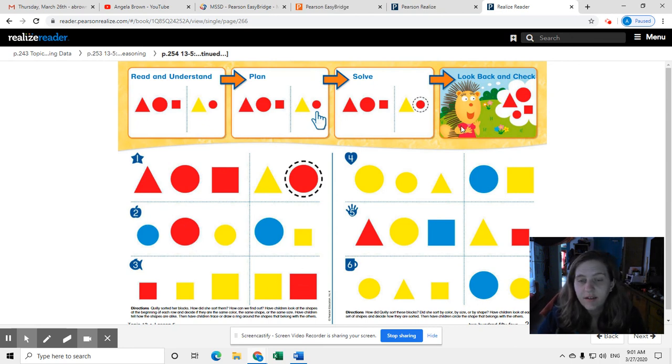All right, right here, you're going to look at these. It's reading and understanding the problem. Plan out what's happening. Talk about how you're sorting them, and then solve which one of these fits the group. Same thing. Look at these and solve which one would fit in that group. And then look at these and solve which one of these fits in the group.